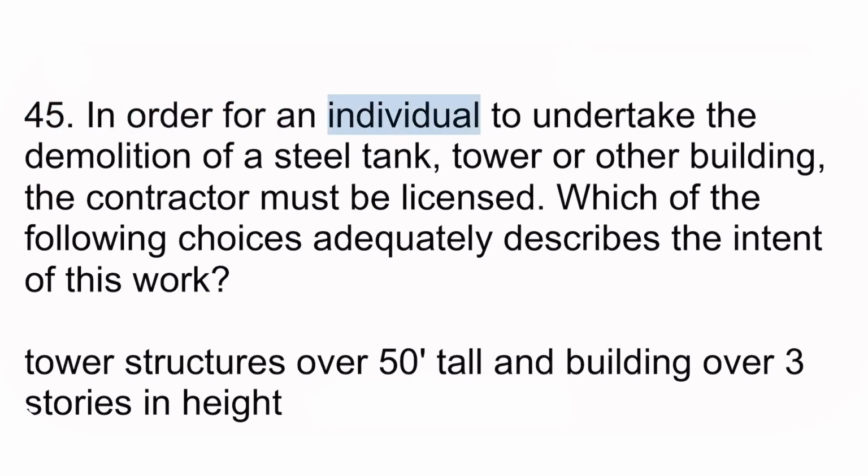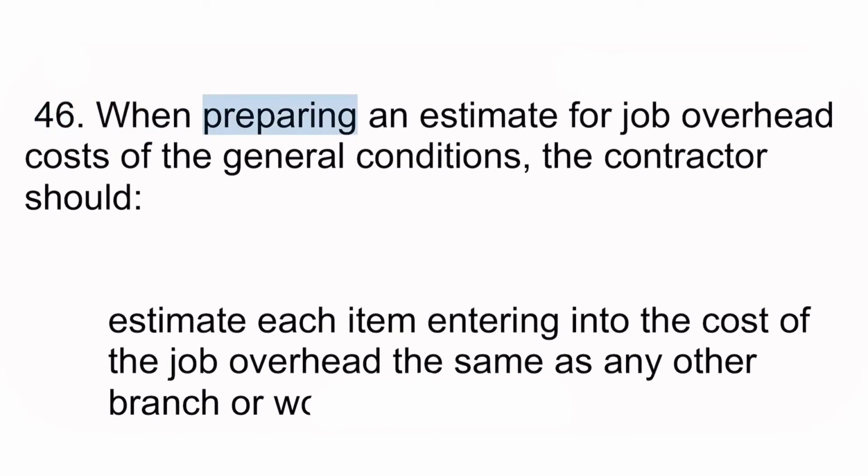45. In order for an individual to undertake the demolition of a steel tank, tower or other building, the contractor must be licensed. Which of the following choices adequately describes the intent of this work? Tower structures over 50 feet tall and buildings over 3 stories in height. 46. When preparing an estimate for job overhead costs of the general conditions, the contractor should estimate each item entering into the cost of the job overhead the same as any other branch of work.